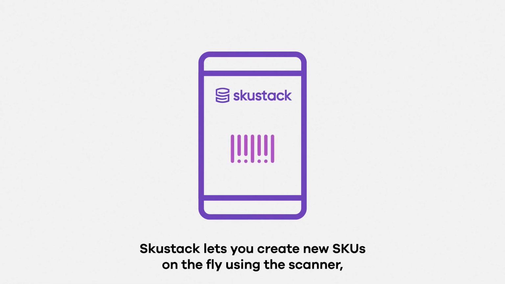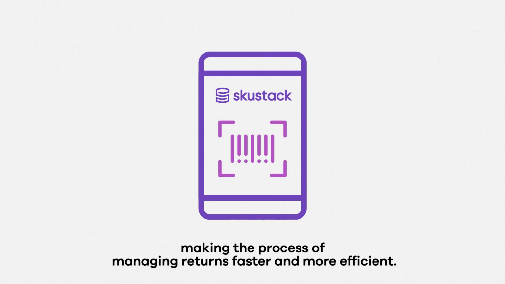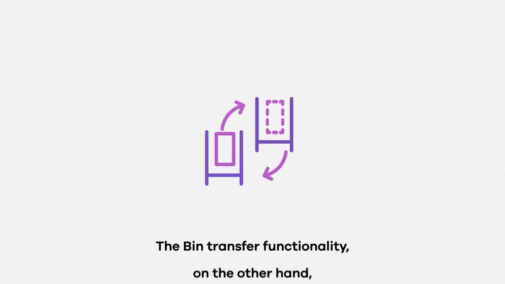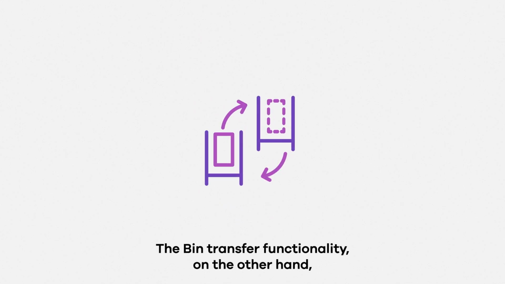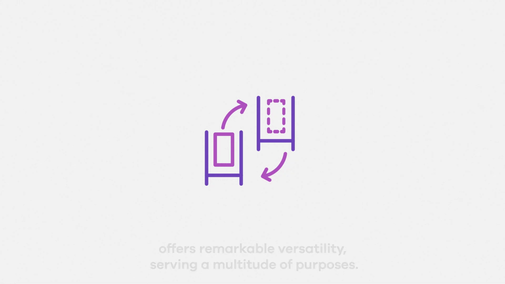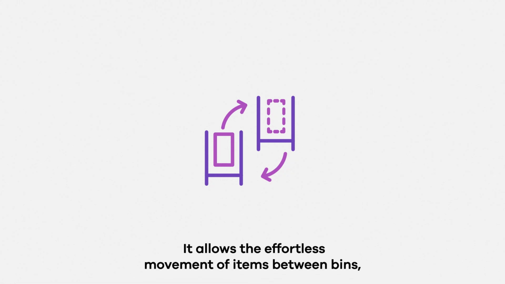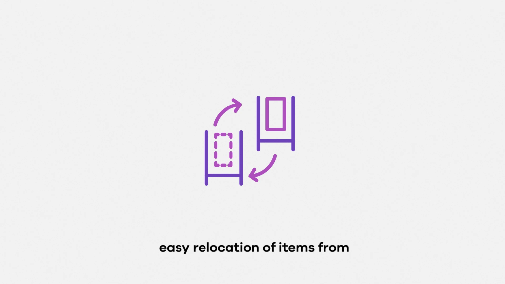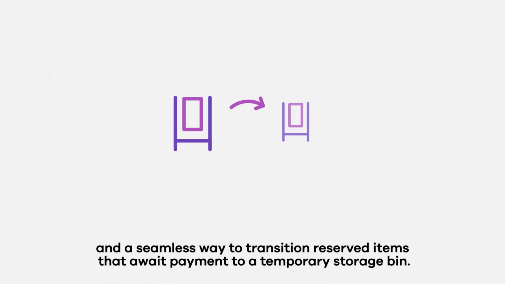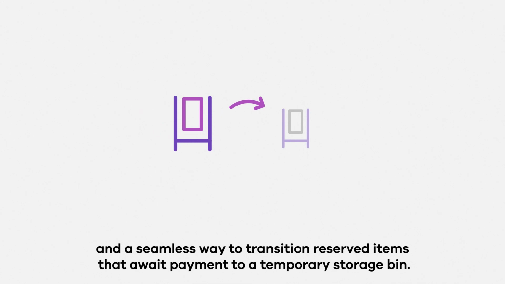Skustack lets you create new SKUs on the fly using the scanner, making the process of managing returns faster and more efficient. The bin transfer functionality, on the other hand, offers remarkable versatility, serving a multitude of purposes. It allows the effortless movement of items between bins, easy relocation of items from primary to non-primary bins, and a seamless way to transition reserved items that await payment to a temporary storage bin.